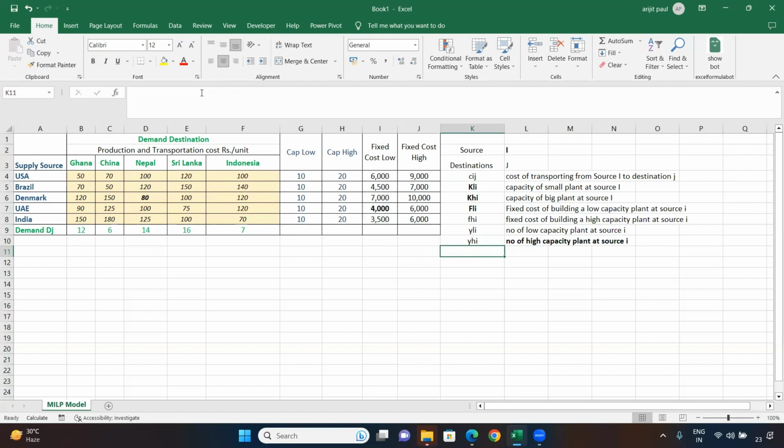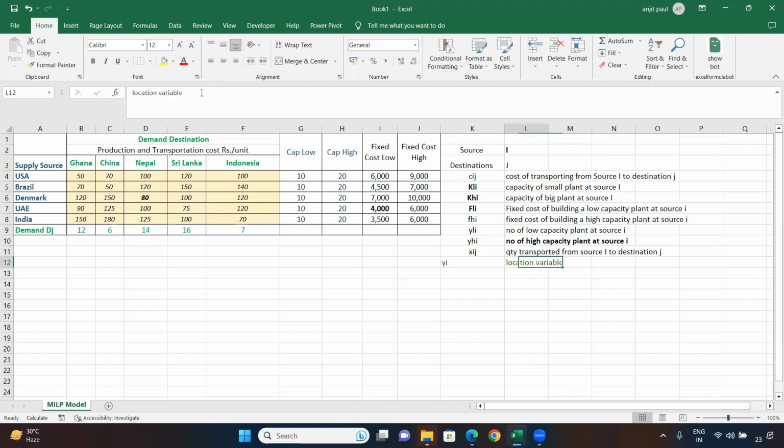Okay. And what is XIJ? XIJ is the quantity transported from source I to destination J. What is YI? YI is nothing but the location variable.